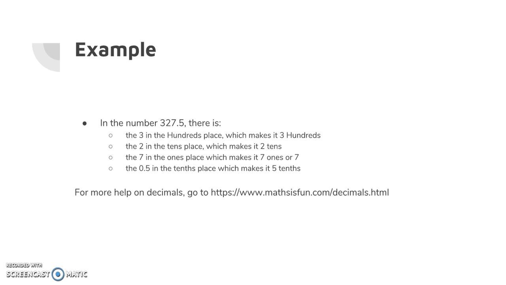There is the 3 in the hundreds place, which makes it 300, the 2 in the tens place, which makes it 2 tens, the 7 in the ones place, which makes it 7 ones, or pretty much 7, and the 0.5 or 1/2 in the tenths place, which makes it 5 tenths. When talking about whole numbers, you don't include the tenths, as you can see in the 5 tenths.